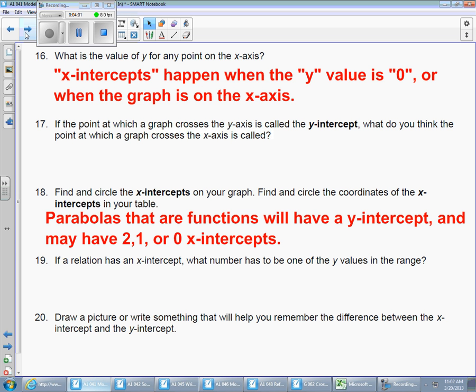And if you have a graph, you can look at the graph and see where it crosses the x-axis, and that's fine. But if all you have is an equation, then you need to set your y value equal to 0, and you can solve for x. That'll tell you exactly where your graph crosses the x-axis.